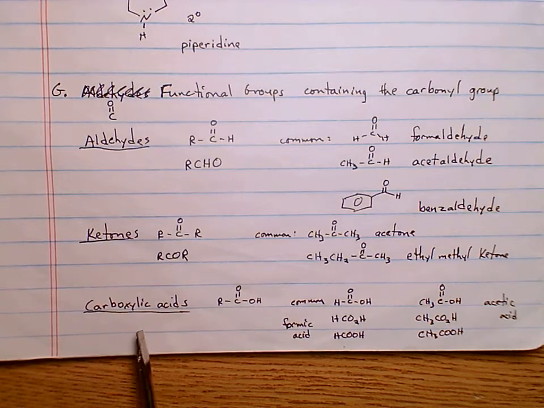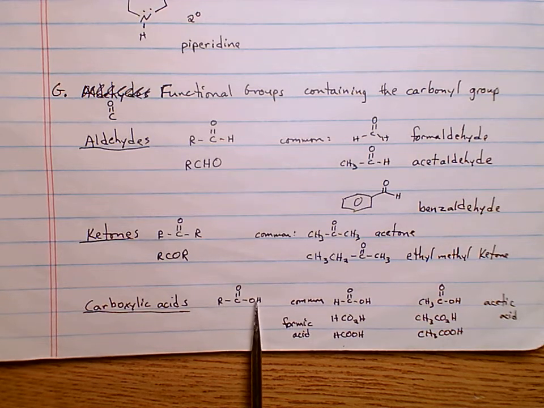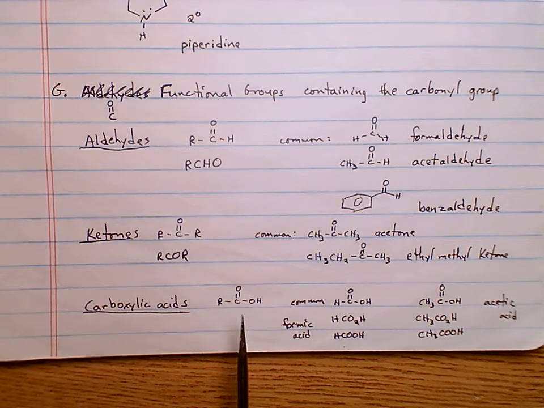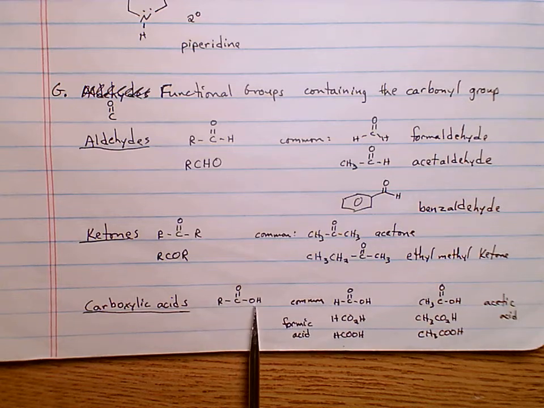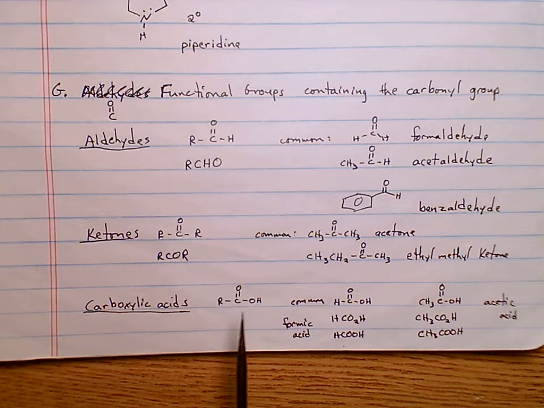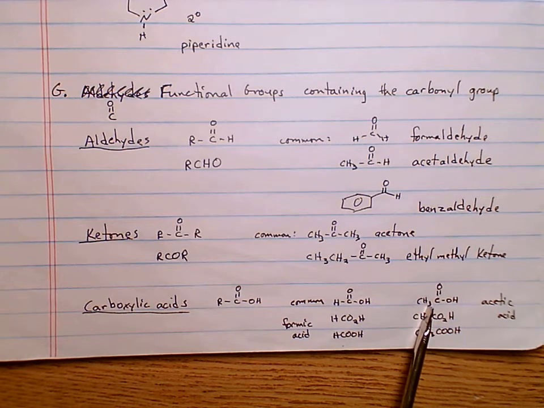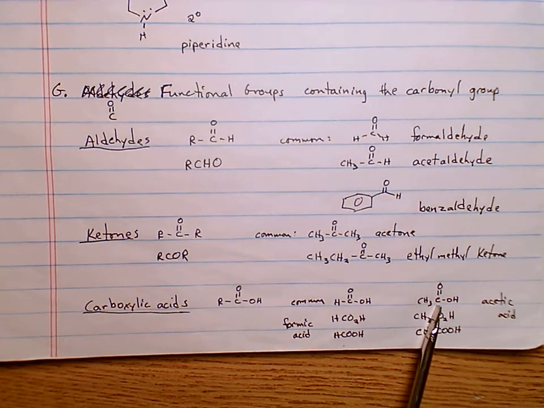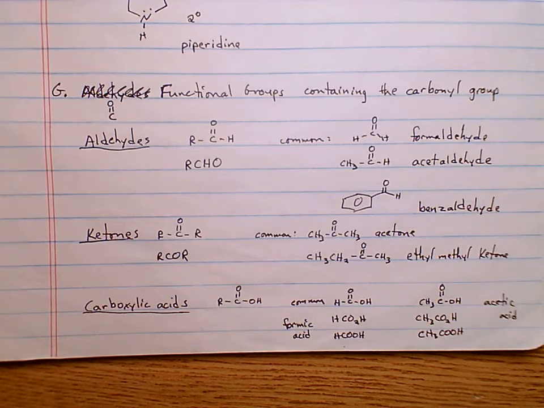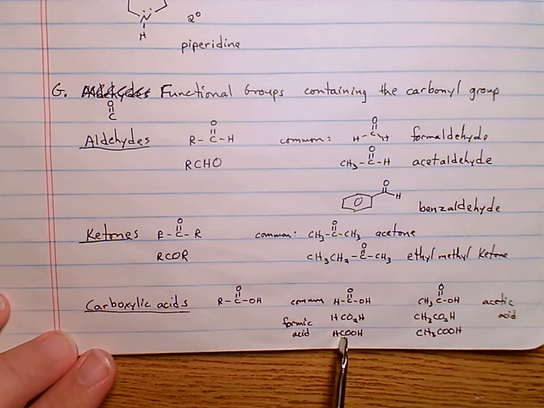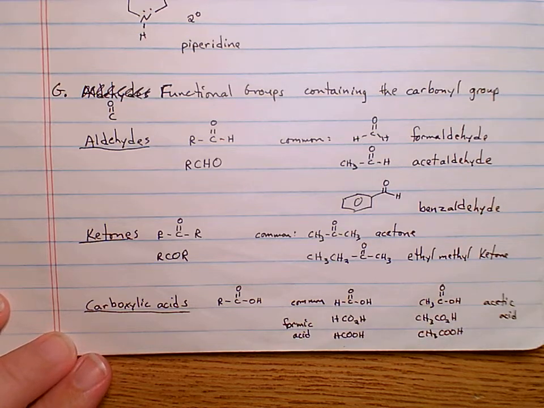Carboxylic acid, a very common functional group, is where your carbonyl is bonded to an OH. This is kind of like you stuck a carbonyl in the middle of an alcohol. Recall the alcohol was ROH. Carboxylic acid is our carbonyl OH. So acetic acid, which you've used before, is an example of a carboxylic acid. And note the various abbreviations for those carboxylic acids.